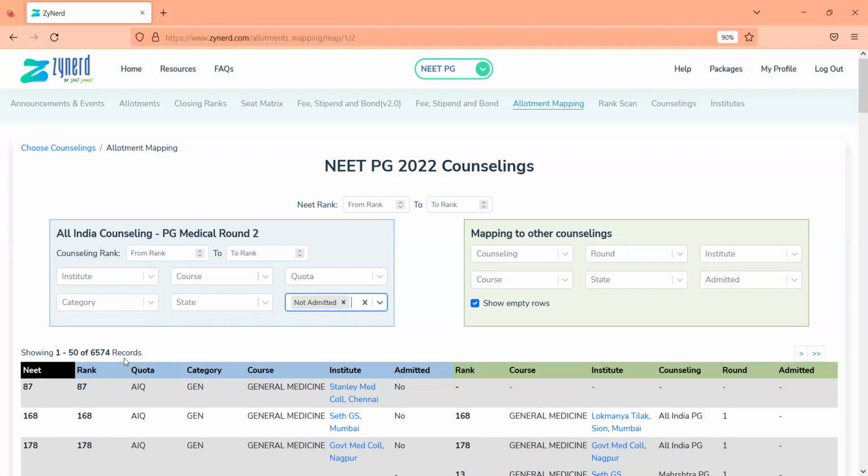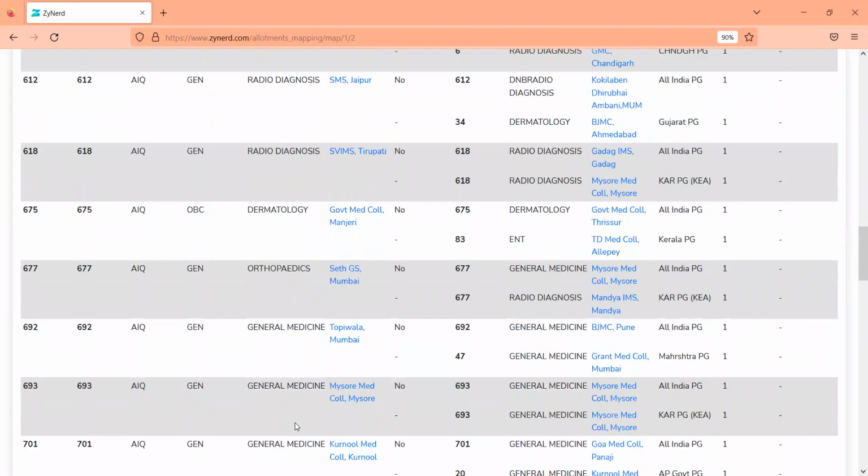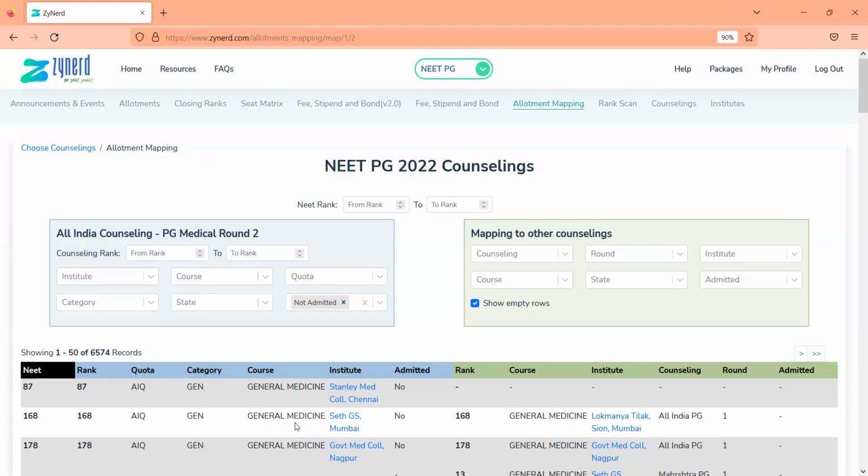Now, each one you see here is a single vacancy. For example, you will find a particular seat available at multiple rank levels. It does not mean that there's one general medicine seat in Stanley. If there are other candidates who have taken general medicine in Stanley at a different rank, those will also be available. Each one is a single record.